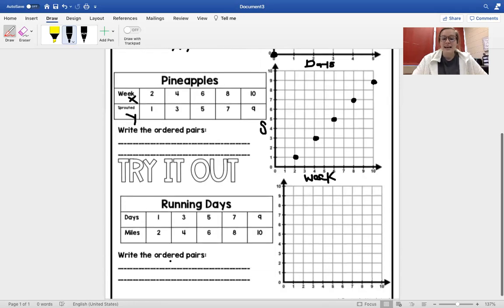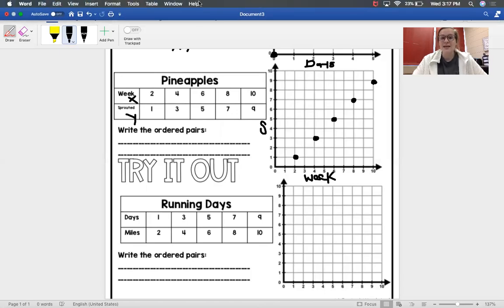This next graph right here is actually the one that you will be doing on Wiser. You will have this chart, and your job is to plot those points on the graph, okay? The days are going to be your x-axis, and the miles are going to be your y-axis, and you are just going to plot those points on that graph for me.